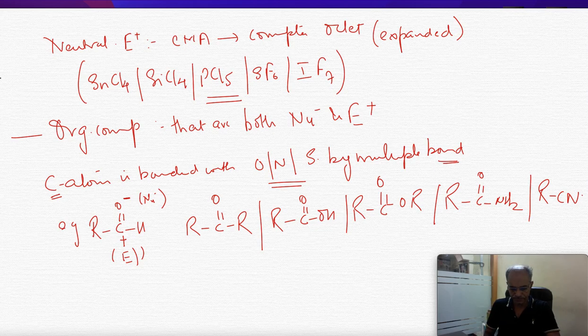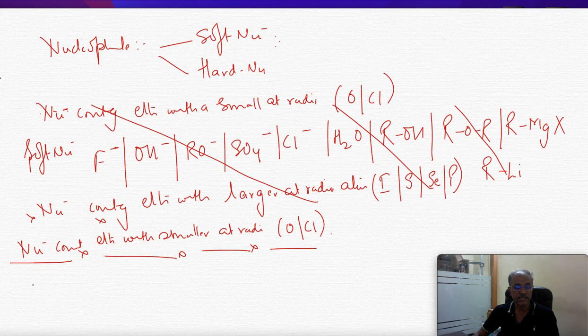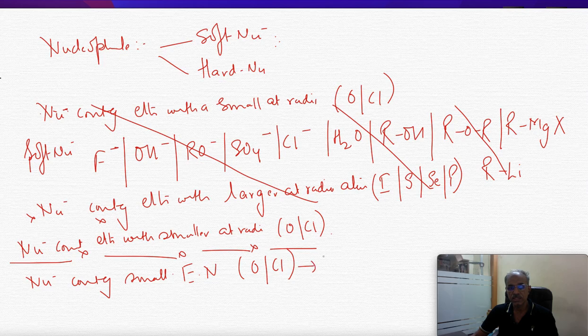Again, nucleophiles containing smaller, more electronegative atoms like oxygen or chlorine are known as hard nucleophiles. Take for example F minus, OH minus, RO minus, SO4 minus. These are hard nucleophiles.